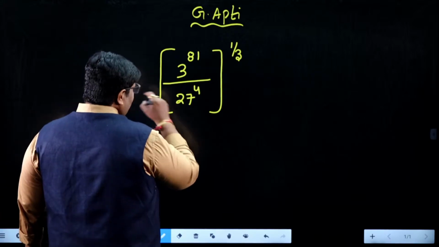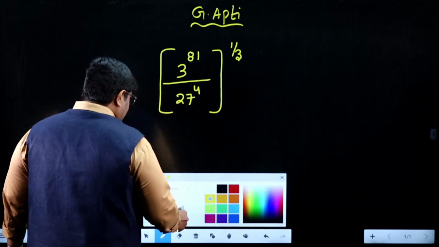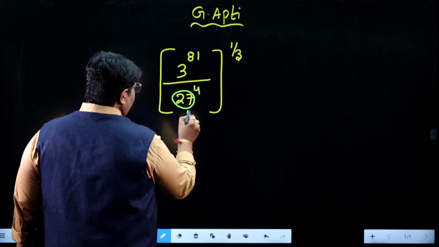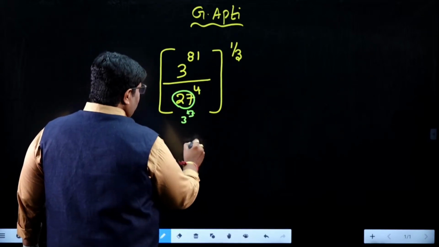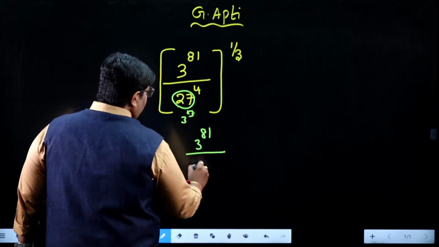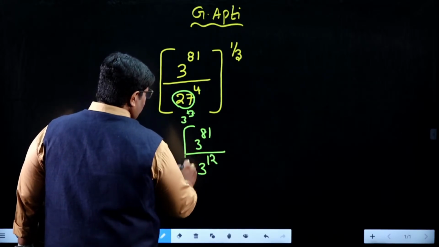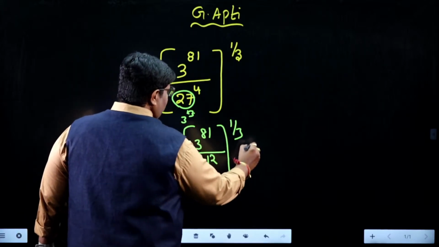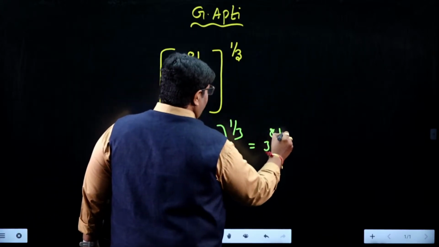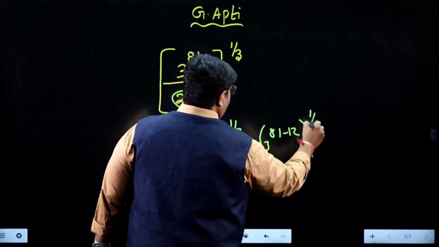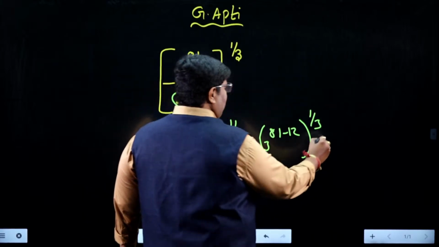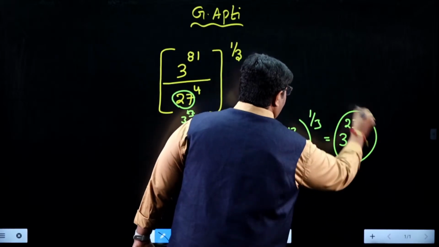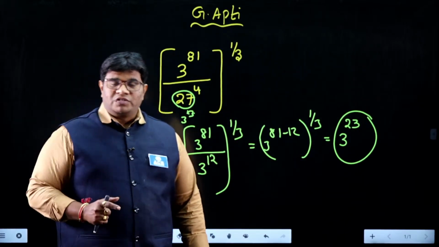So 3 power 81. Here 27 is written in terms of base 3: 27 is 3 power cube. So 3 fours are 12: 3 power 81 upon 3 power 12, whole power 1 by 3. So you can observe 3 power (81 minus 12), whole power 1 by 3. You can simplify it, and 3 power 23 is the final answer. But one more question, my dear friends.